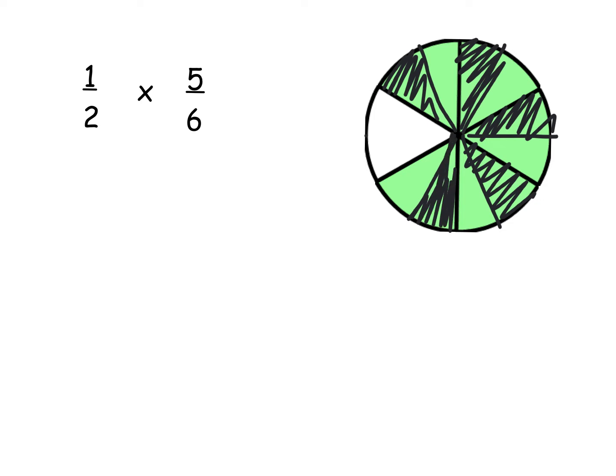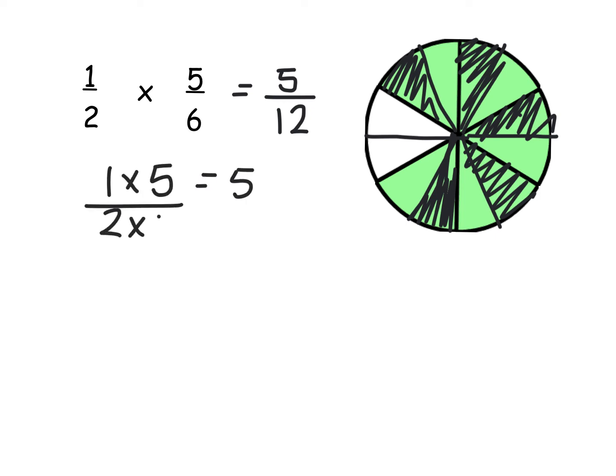Now I'm going to half this one here just for visual sakes, but we're not taking any of those ones because that wasn't there. So if you count what I've shaded in, I have got 1, 2, 3, 4, 5 bits shaded in out of a possible 12 because I've turned those 6ths into 12ths. So the answer is 5/12. And if you look at the sum again, 1 times 5 is 5 and 2 times 6 is 12. So the rule really is that we're just multiplying straight across, top times top, bottom times bottom.